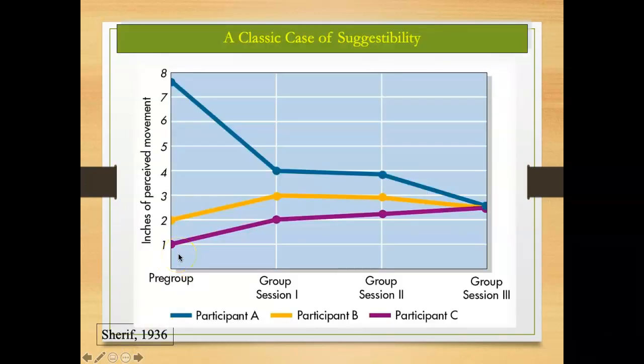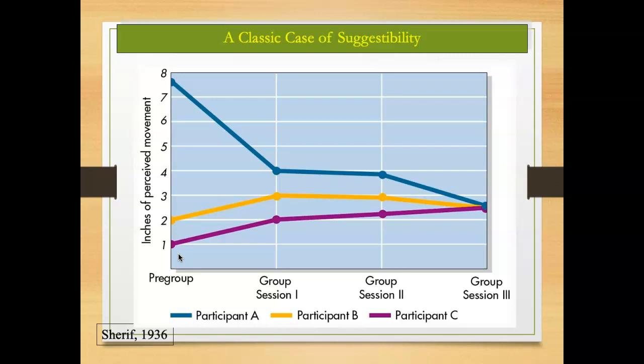So Sherif did this ingenious research where he used a stimulus known as the autokinetic effect. If you're in a completely dark room and there's a beam of light at some distance in front of you, it will appear to shift, to move. There's no real change happening, but there is the impression of movement. So that's where the autokinetic effect comes in. It's not really moving, but we automatically see kinetic movement.